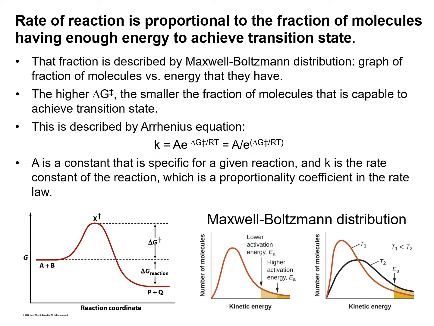k, which is the rate of the reaction, equals A, which is a constant specific for a given reaction in this Arrhenius equation, multiplied by e to the power of negative delta G double dagger divided by RT. And you can move the minus sign in the exponential function outside to get A divided by e with the same power here. And again, this k, the rate constant of the reaction, is a proportionality coefficient in the rate law.